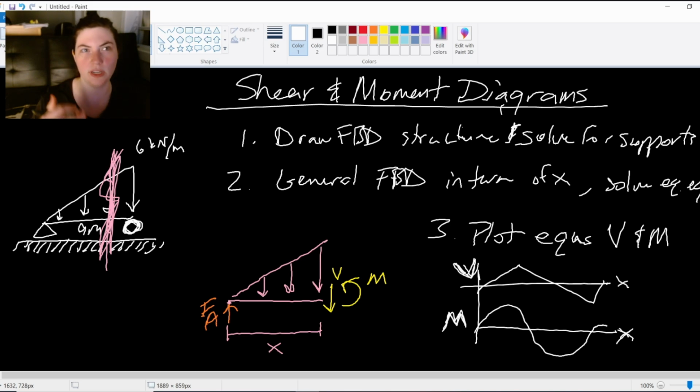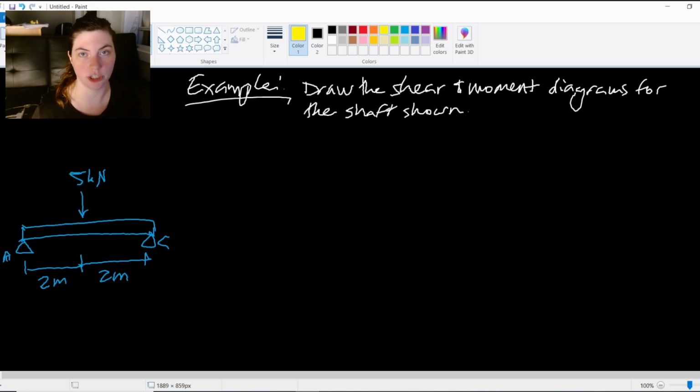Let's work through an example going through these steps. This example asks us to draw the shear and moment diagrams for this shaft shown, which is a small shaft that is pinned at both A and C, and has this 5 kilonewton applied load on it. Now, we'll notice that with two pinned ends, A and C both pinned, normally this would be an indeterminate form, right? We have 4 unknowns, AX, AY, CX, CY, and 3 equations to solve.